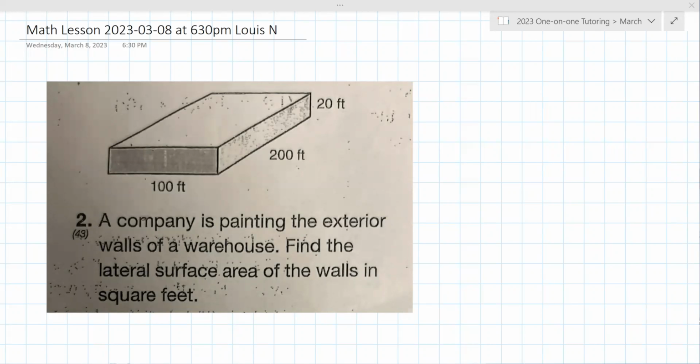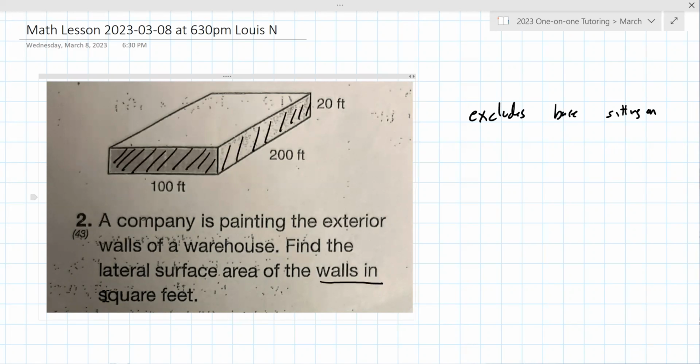Let's let that load up here. It excludes the base, so whatever it's sitting on. Oh, it's going to exclude this bottom part. Now just to be clear here, this one says the walls of this, meaning they're talking about the vertical walls. They're not talking about the ceiling. The lateral area typically excludes the base. This one is also excluding the top.